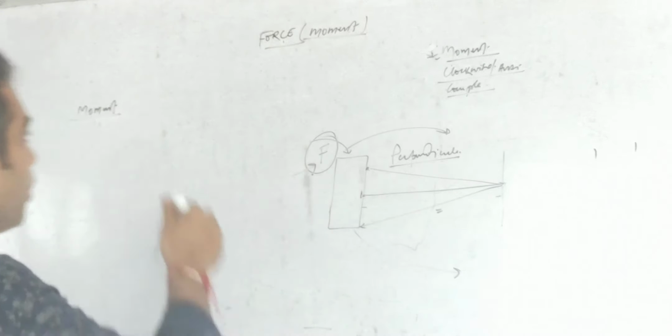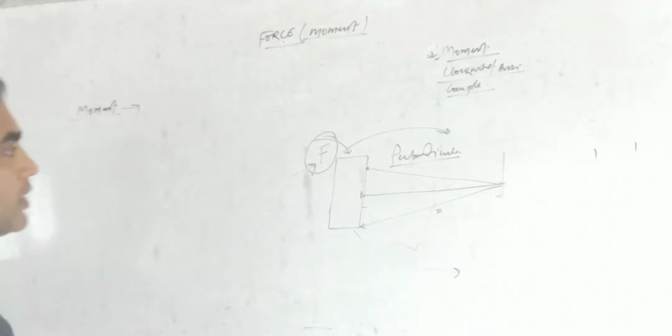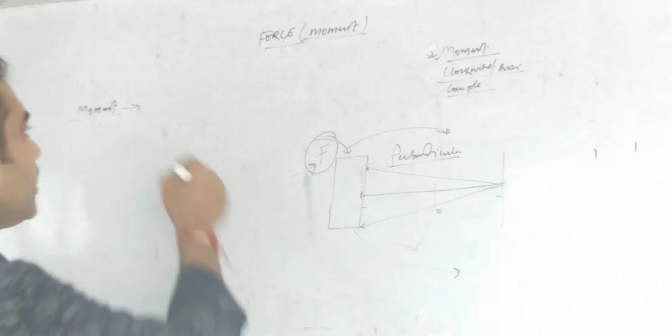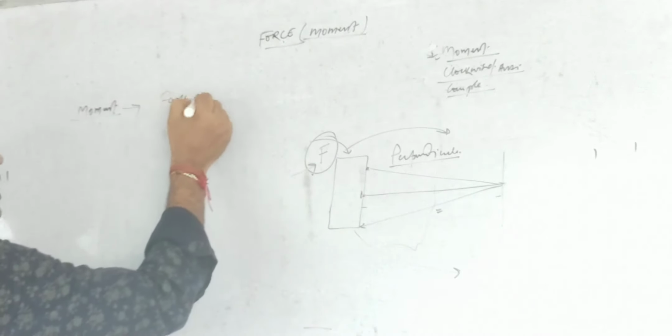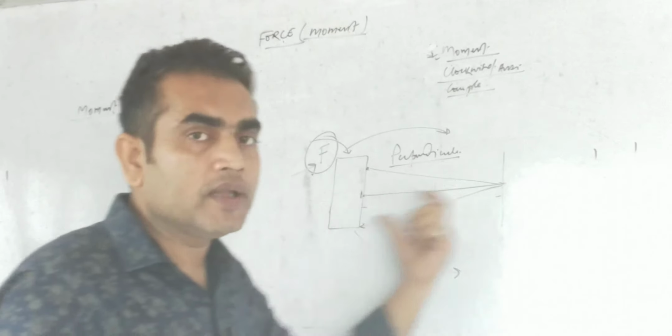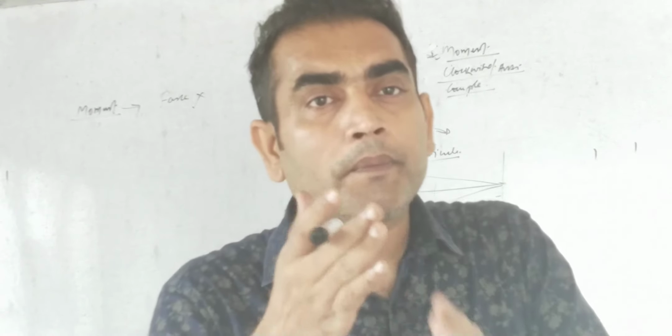So what is the definition of moment? It is the product of force and perpendicular distance. What kind of distance? The perpendicular distance.